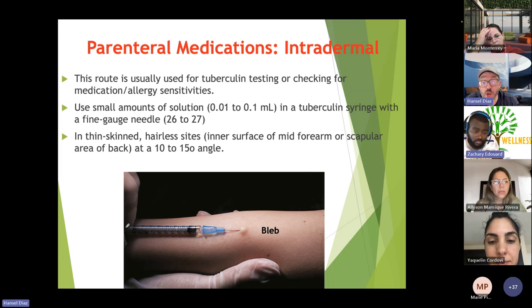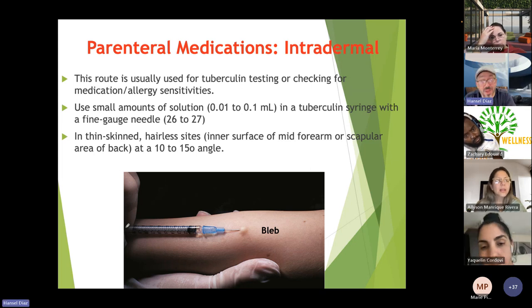Listen, bigger is not better. Bigger doesn't mean bigger in needles. The bigger the needle number is, the thinner it is. The smaller the number, the bigger the needle. So a 26 or 27 is a very, very fine needle. And you should do it at a 10 to 15 degree angle.